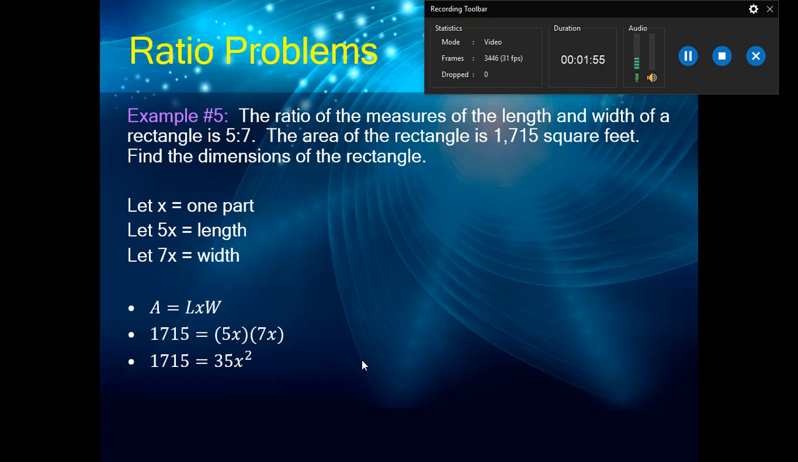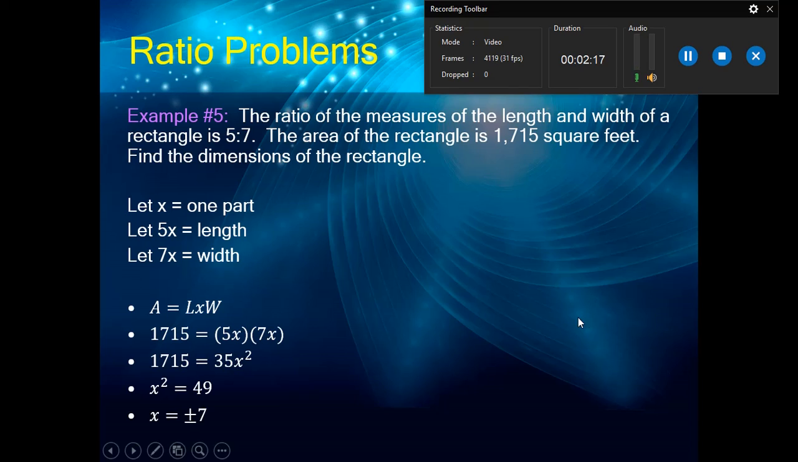Now we could move 1,715 over and then pull out a GCF, but we can make that happen if we divide both sides by 35 first. So when I do that, now I have x squared equals 49. If I square root both sides, we get that we have a factor of positive and negative 7.